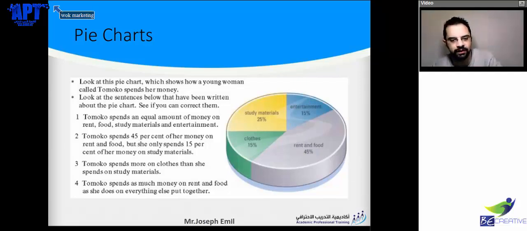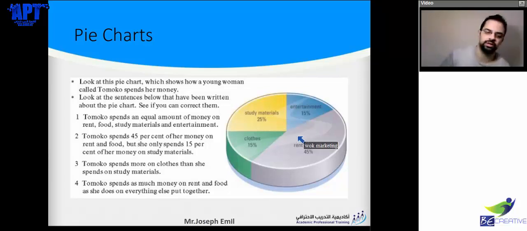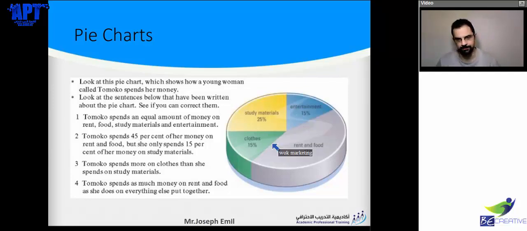Just say that almost half of what she spends is on rent and food, a quarter or 25% is on study materials, and the remaining 30% is spent between clothes and entertainment equally. So Tomoko spends an equal amount of money on rent, food, study materials, and entertainment. So see if you can correct them. Just look at the sentences below that you have written about the pie chart, and see if you can correct them.